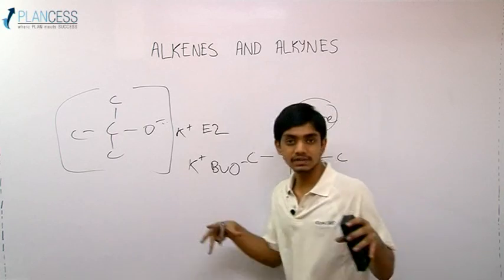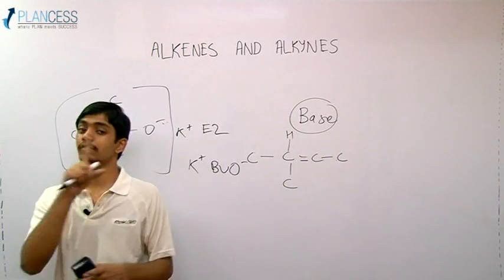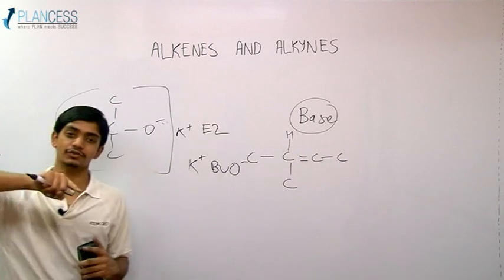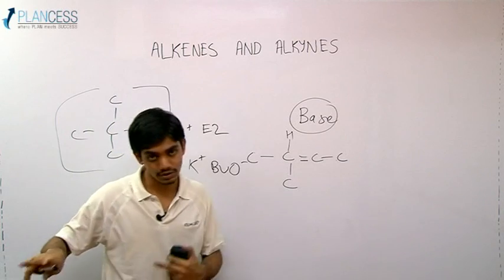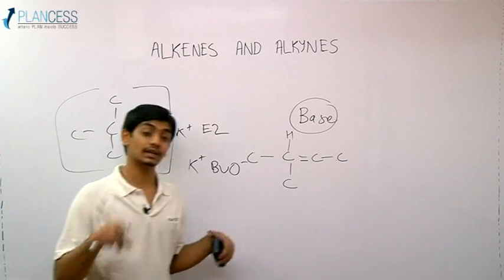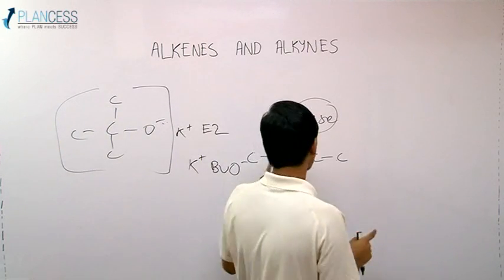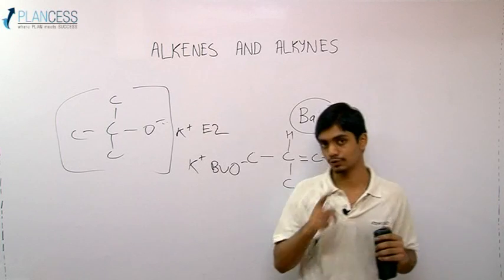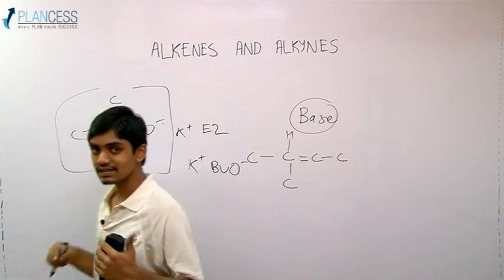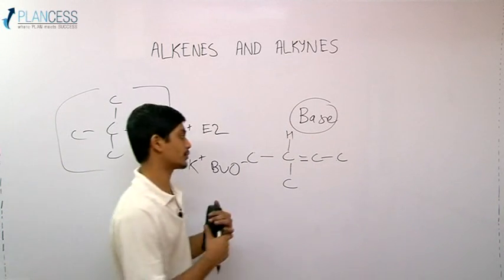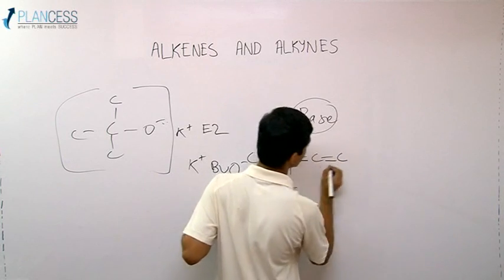So it is surrounded by groups on three sides and by one hydrogen, and if the base has to take that hydrogen and it has to come from the other side of the halogen, then it has to face the repulsion of the 3 alkyl groups. So that is why in these cases the lesser substituted product is preferred, which will be this one.